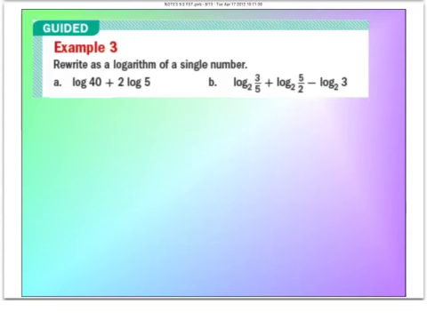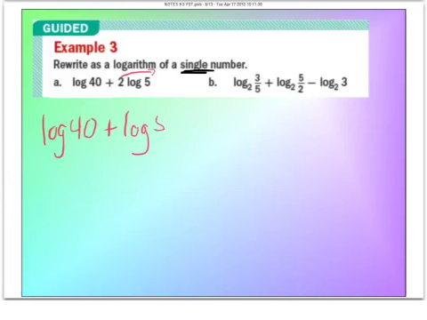Rewrite letter A as a single logarithm. All right. So first thing you want to do when you look at the logarithm is realize this 2 can actually come up and become an exponent. So this is going to be log of 40 plus log of 5 squared. 5 squared, by the way, is 25, so I could do that.